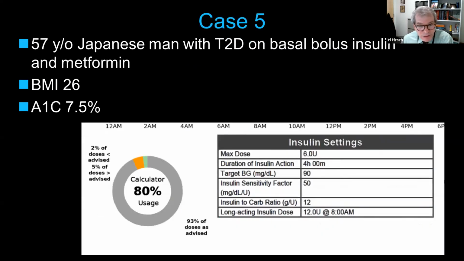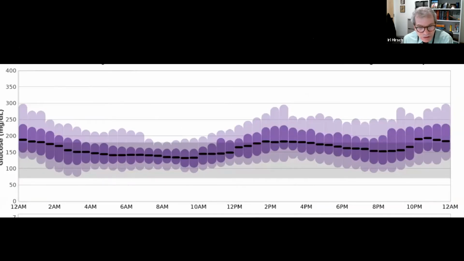Finally, this is a Japanese man with type 2 diabetes. We see a lot of Asian patients here in the Seattle area. BMI is 26, A1C is 7.5. And what I want to show you, at least here in the United States, is our first smart pen, where we can actually use a bolus calculator in the pen itself, which Bluetooths into an app on the smartphone.